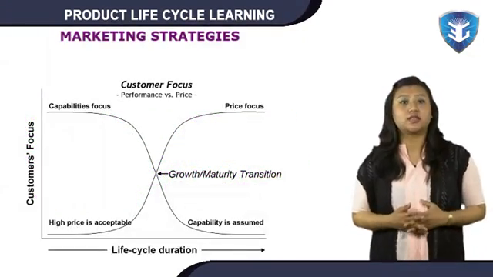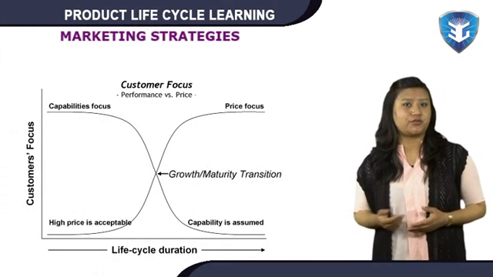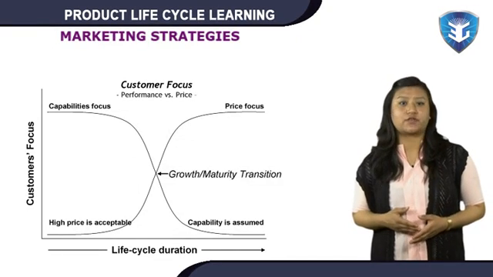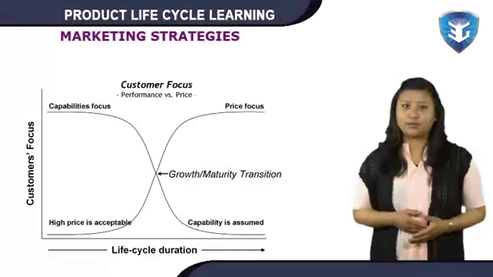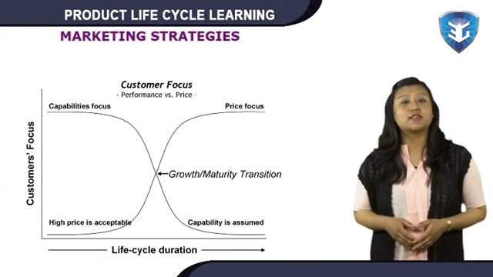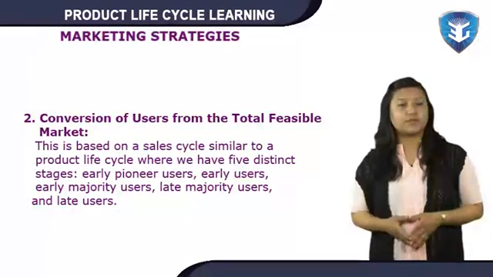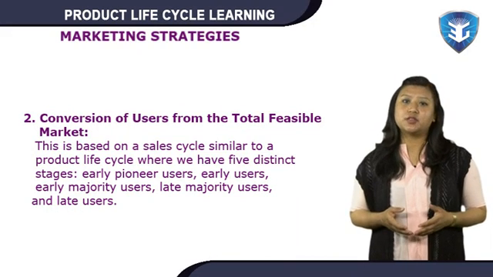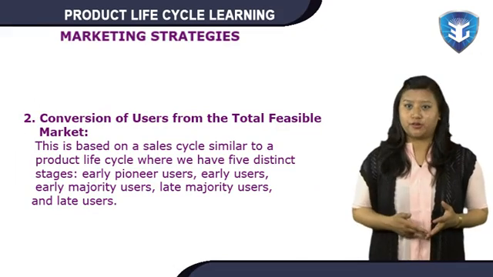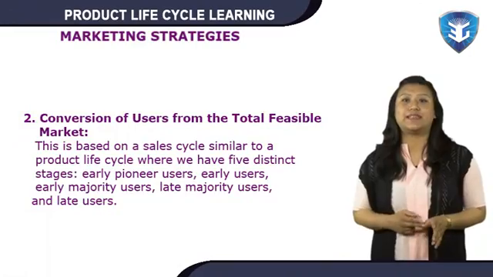Most projections utilize a minimum of 2 growth models by defining different industrial sales scenarios. The industry sales scenarios should be based on leading indicators of industry sales, which will most likely be industry sales, industry segment sales, demographic data, and historical precedents. Conversion of users from the total feasible market. This is based on a sales cycle similar to a product life cycle where we have distinct stages: early pioneer users, early majority users, late majority users, and late users.